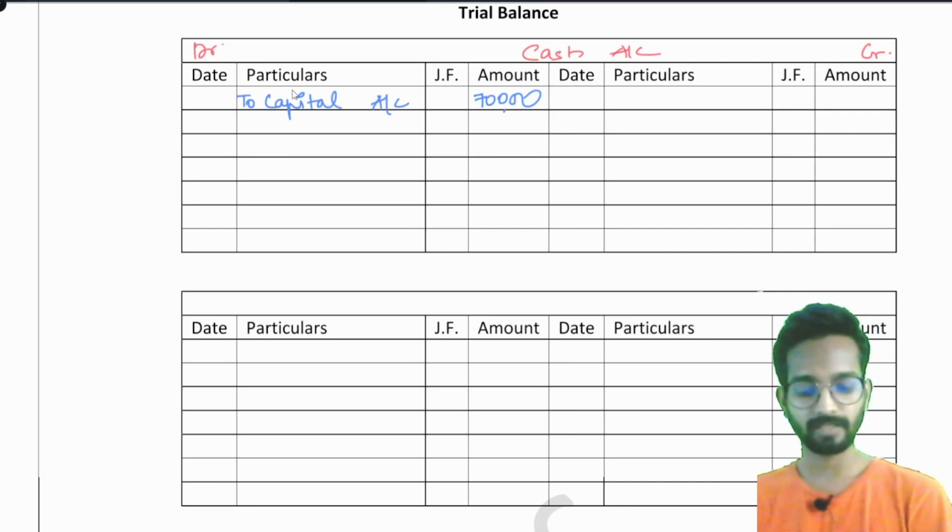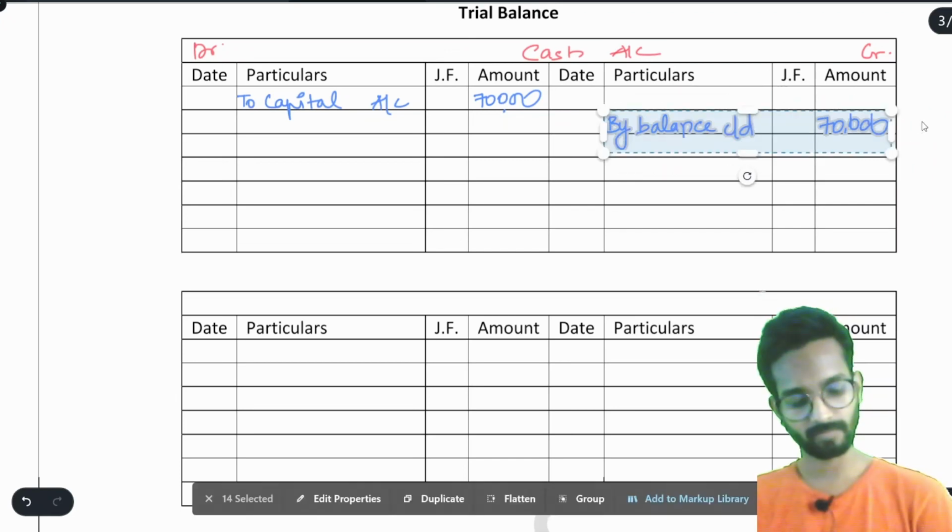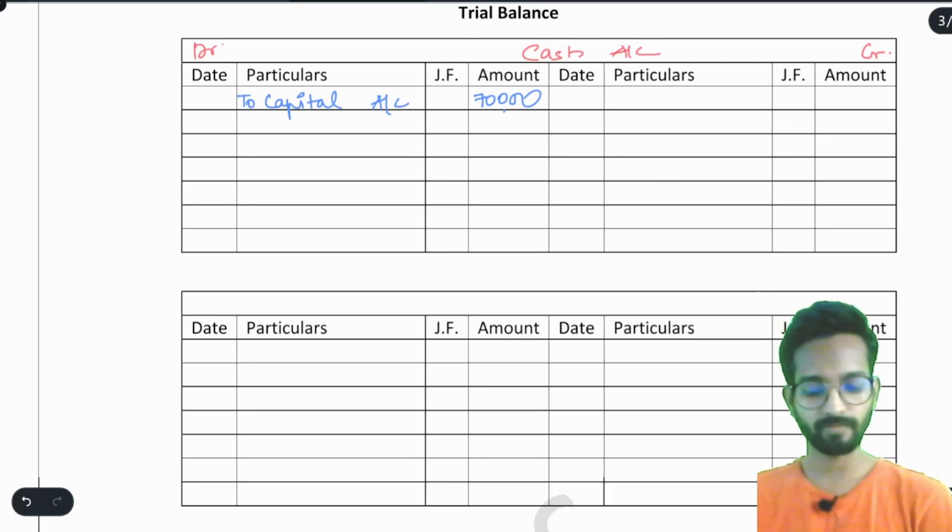Now see, there is no opening balance. So this will become by balance carried down, because we have to tally the account. So by balance carried down is 70,000 rupees. Now remember this. Now we know the journal entry to capital account 70,000.